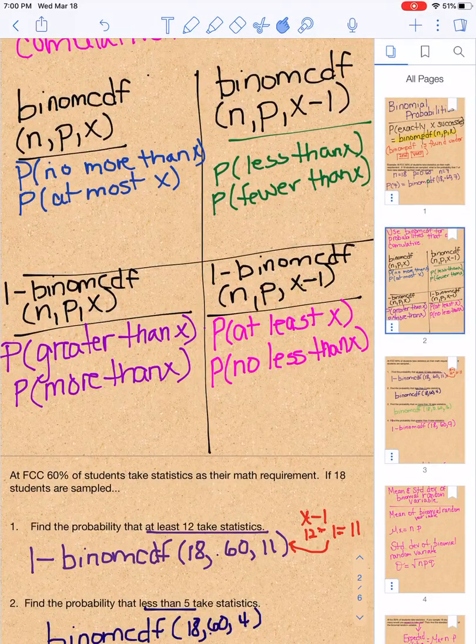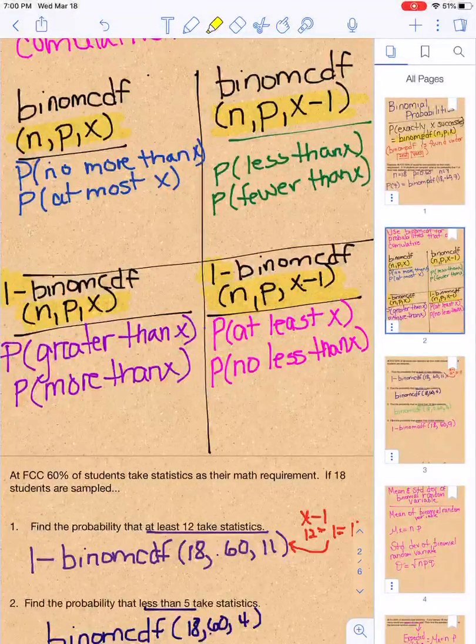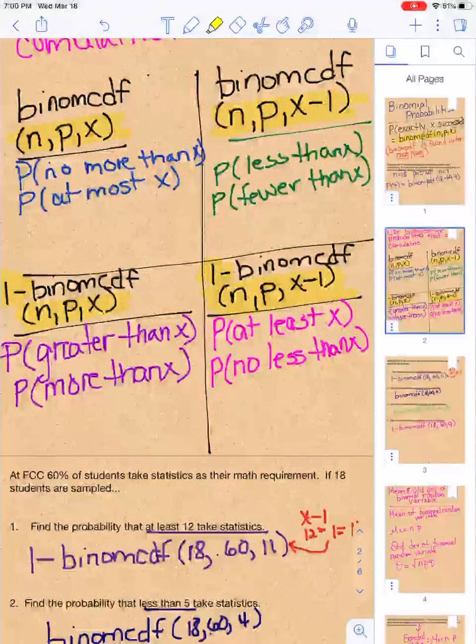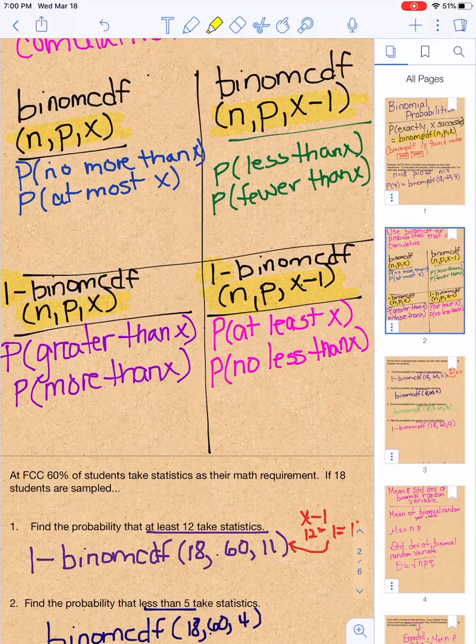If you have probabilities that are cumulative, meaning you would have to add some probabilities together, you're going to use Binomcdf instead. Now, I've got this broken down into 4 categories. So Binomcdf NPX, Binomcdf NPX minus 1, 1 minus Binomcdf NPX, and 1 minus Binomcdf NPX minus 1. Now, in this case, the X is in the question when they say what's the probability of no more than 5, 5 would be the X.